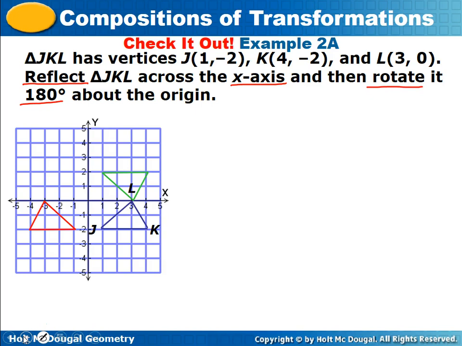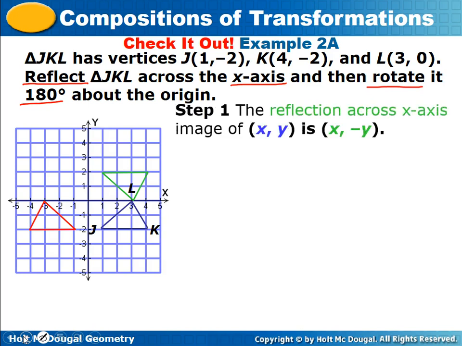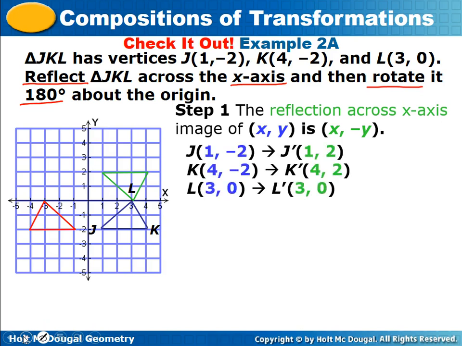So this time we're going to write our rule for reflecting across the x-axis. So we reflect across the x, that means we're changing the y. So our rule is x, negative y. So we're going to basically change all our y values to whatever they're not. So if they are negative, they're going to become positive. If they're positive, they're going to become negative.